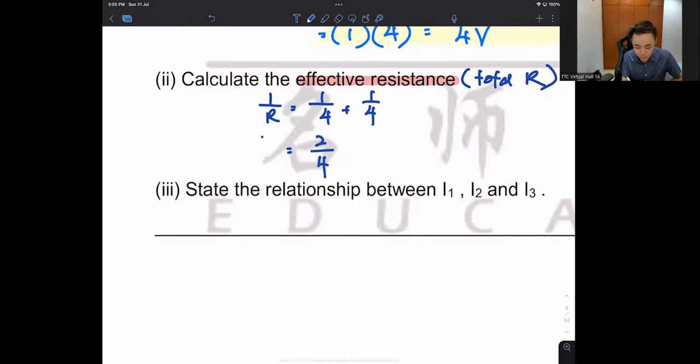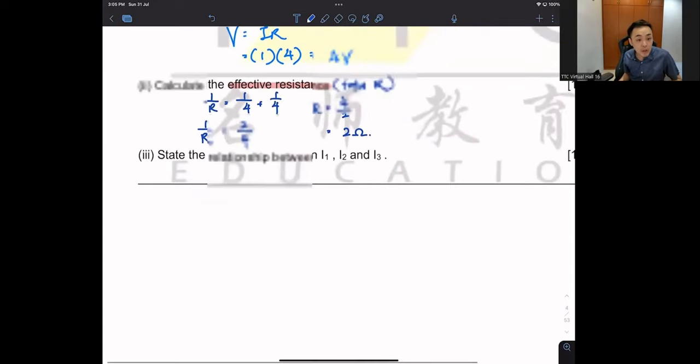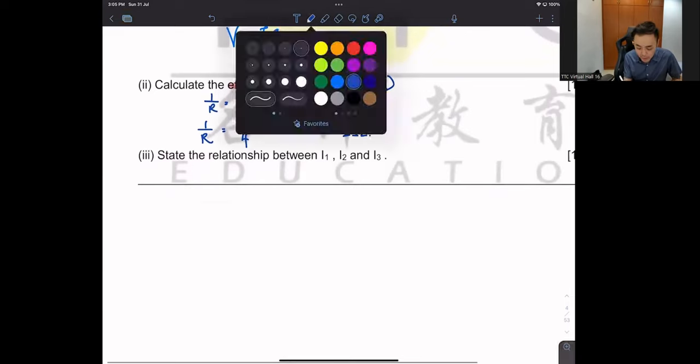Always remember, this is where you make mistakes. It's 1 over R. So what must you do? Flip it. So your R becomes what? 4 over 2. Correct. So how much do we get? 2 ohms. Get it?